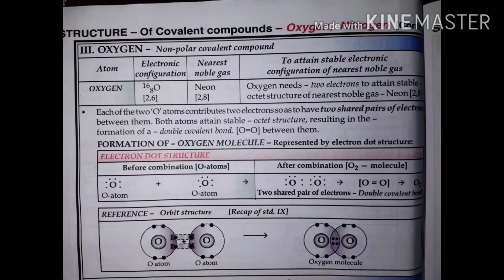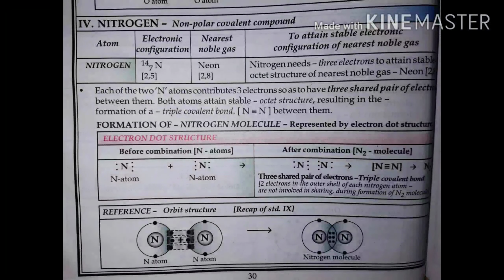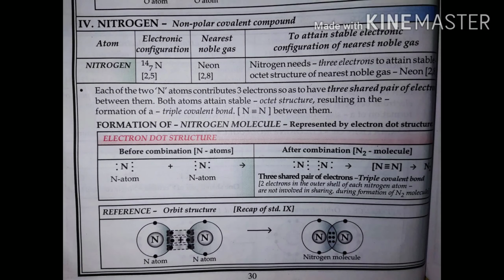Now see the electron dot structure. In the electron dot structure, there are two oxygen atoms, and both of them have 6 electrons around it. And to attain stability, they share two pairs of electrons, which are shown with 2 dashes. And in a similar manner, the formation of nitrogen molecule also takes place, which is given on page number 30. I also keep this part to you for self-study.